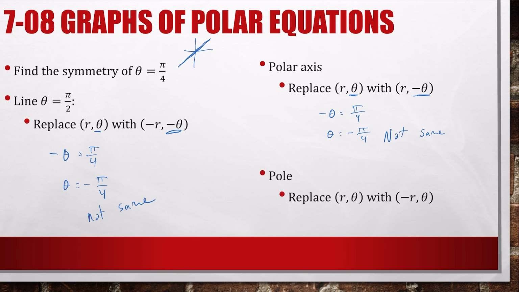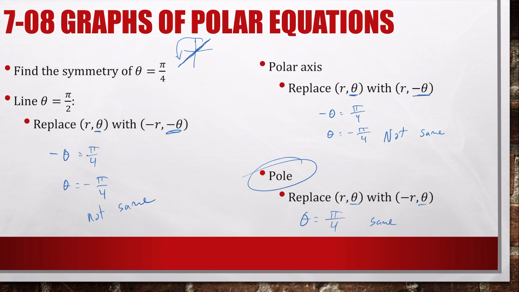So let's try the pole. Replace theta with theta, so obviously if I don't change anything, it'll stay the same. So it's the same, so it has polar symmetry, meaning if I rotate this 180 degrees, it'll look the same, which it does.